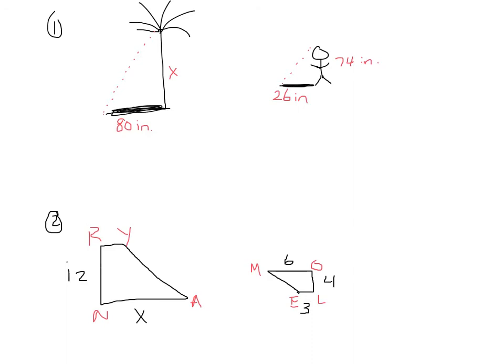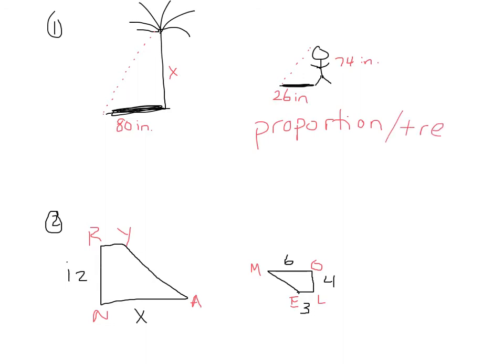Okay, here's a couple of problems for you to do and show me tomorrow in class. In the first, you have a palm tree that casts a shadow of 80 inches, and the height is unknown. And then you have a human that has a height of 74 inches, casting a shadow of 26 inches. Your job is to set up a proportion and solve. So I want you to show the proportion and solve for the height of the tree.